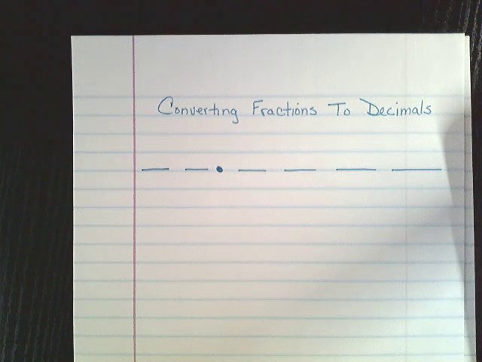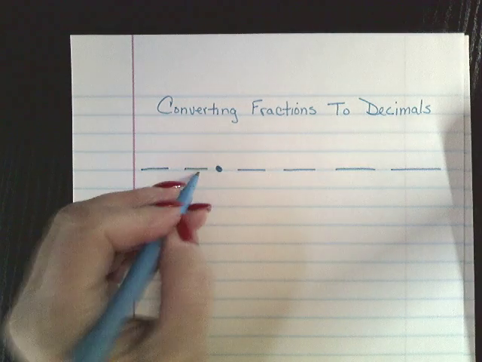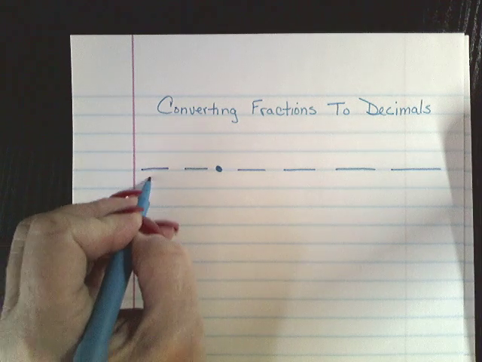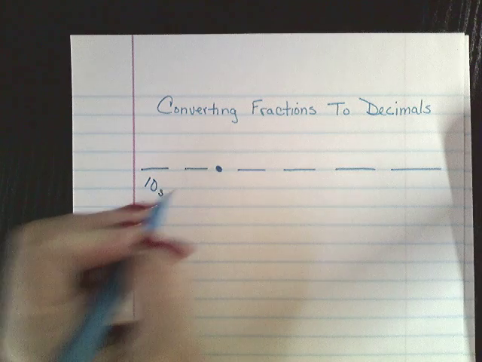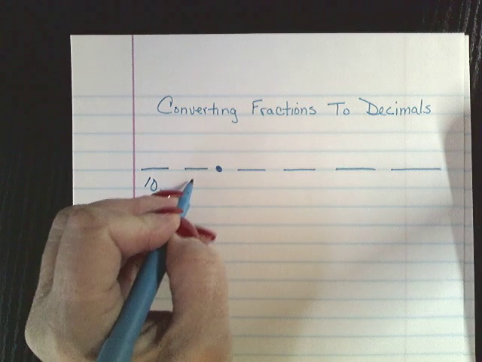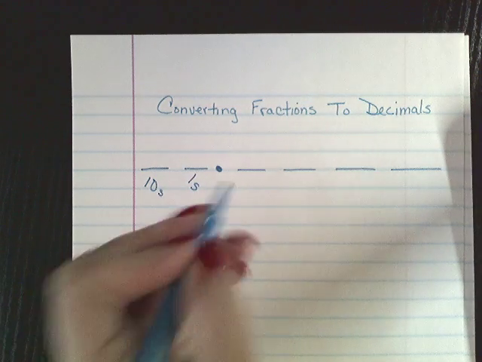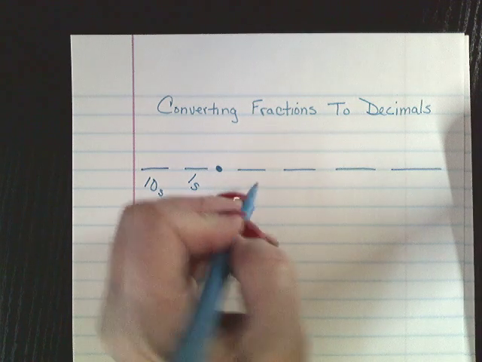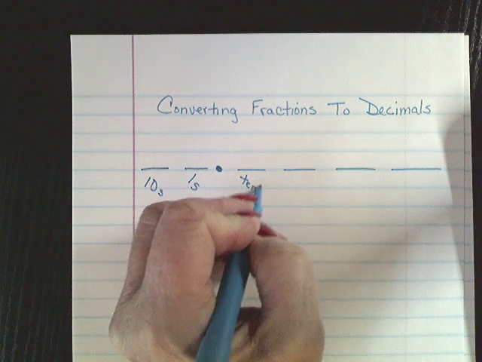For this lesson, we're going to convert fractions to decimals and then decimals to fractions. So before we do that, let's just review place value. There are two spaces in front of the decimal point. The first one is going to be tens, and the second one represents ones. Then we're going to get into the decimal part, and the first one's going to represent tenths.